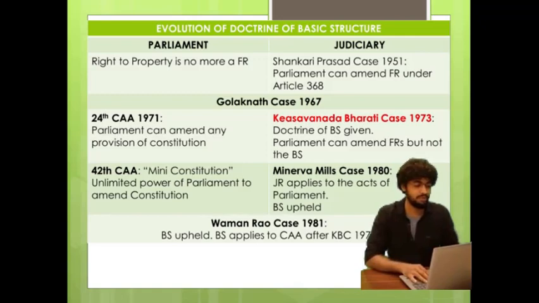The crux of the 42nd Amendment Act was that the Parliament gained unlimited power to amend the Constitution. Subsequently, in the Minerva Mills case 1980, the Supreme Court said that judicial review applies to the acts of the Parliament. In this case, the Supreme Court also upheld the doctrine of basic structure.